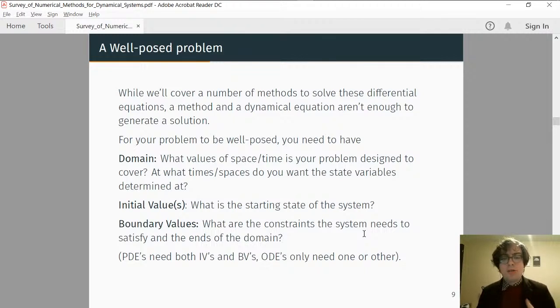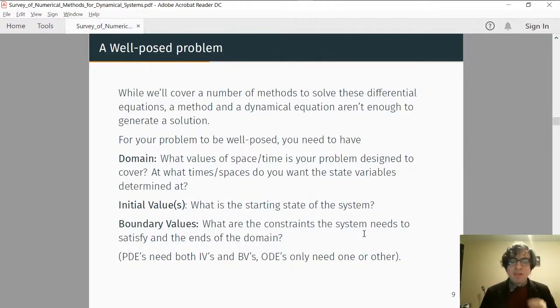You also need to essentially give the problem an environment to live in, right? Where is this problem happening? How does this problem start out? In order to actually solve these problems, you always need to make sure it's well posed by ensuring it has the adequate starting material so that you can actually use the method.